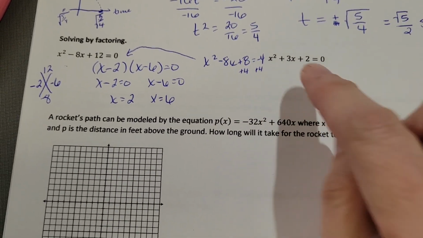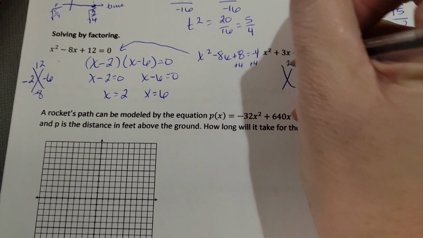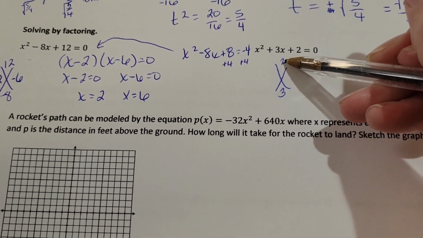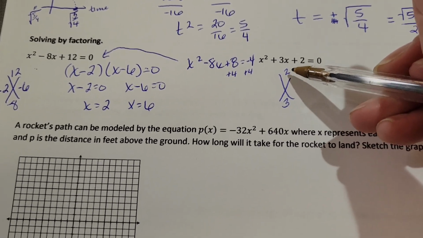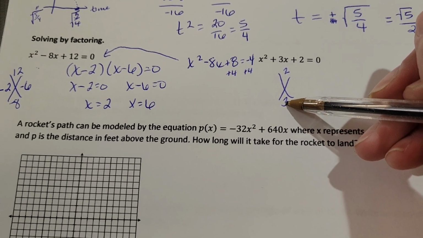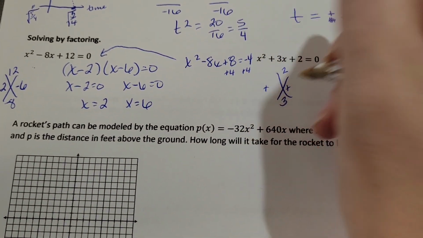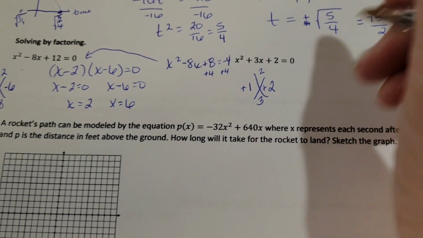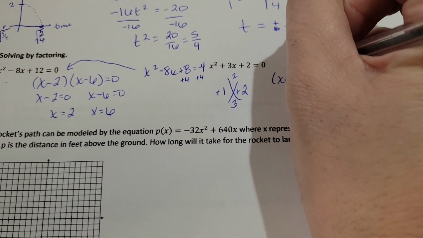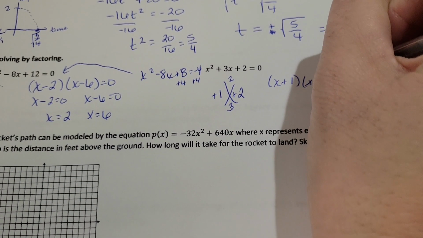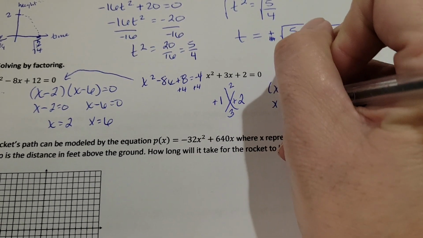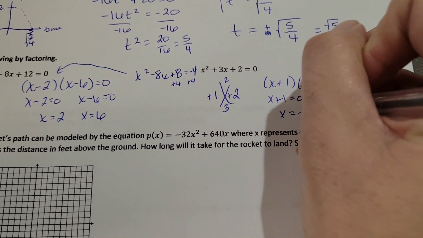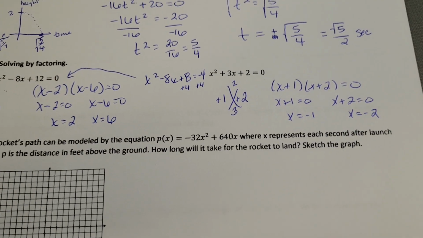All right, so I have another example right here. The top of my x is going to be 2, bottom's going to be 3. This number is positive, so both of my factors are going to have the same sign. Because this down here is positive, that means these are both going to be positive. And my factors that multiply to give me 2 and add up to 3 are 1 and 2. So I'm just going to put those in parentheses, x plus 1, x plus 2. And then set each one equal to 0 and solve. So this means x equals -1 and x equals -2.